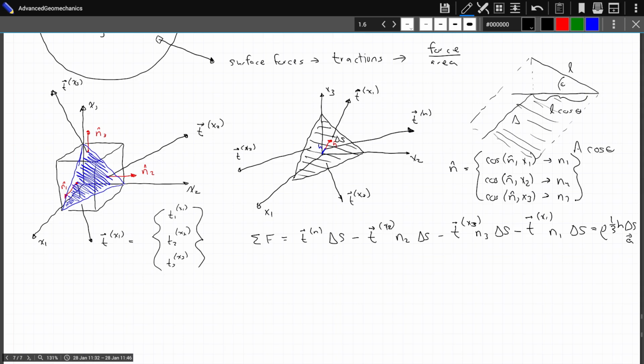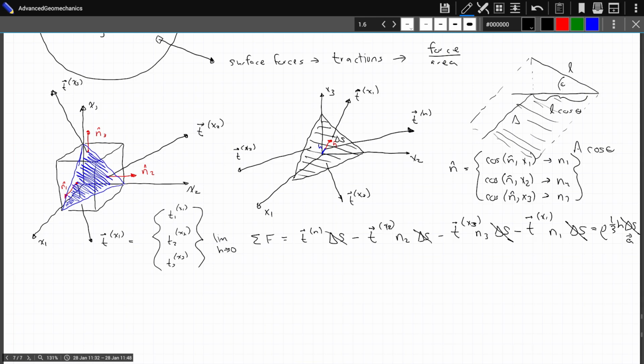You see there's a delta S in everything, so I can cancel those. All right. Then take the limit as h goes to 0, because we're talking about an infinitesimal tetrahedron. So we're going to take the limit as h goes to 0, and then this side of the equation goes to 0.